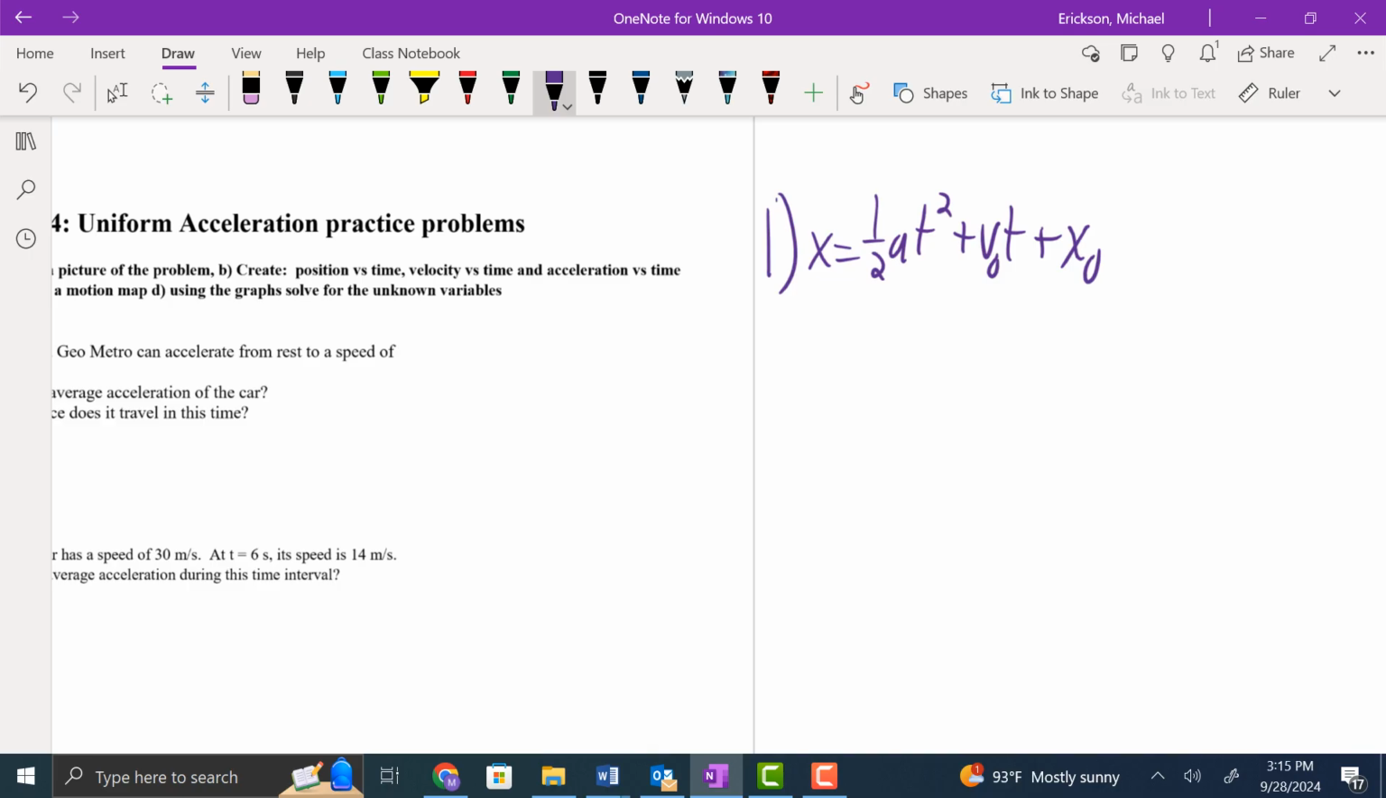Sometimes you might see this formula written as delta x is equal to 1/2 at squared plus v naught t, and that x naught was subtracted over because delta x equals x minus x naught. So sometimes you'll just see things kind of scrunched together. They're both the same thing though.